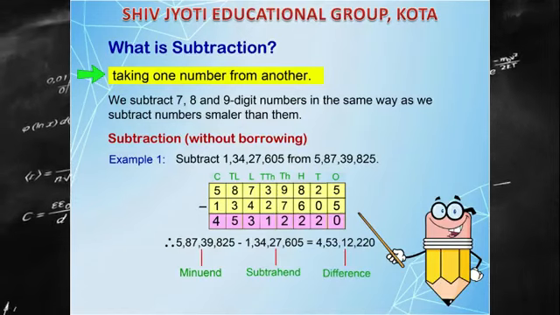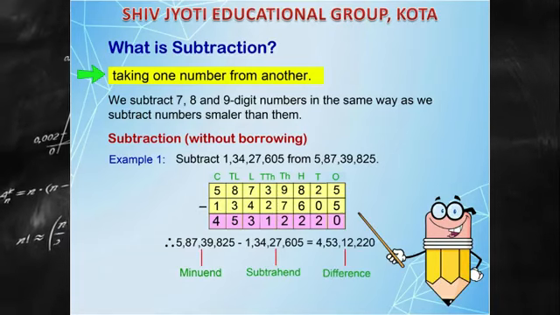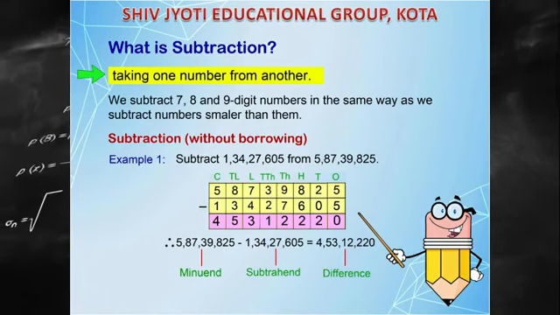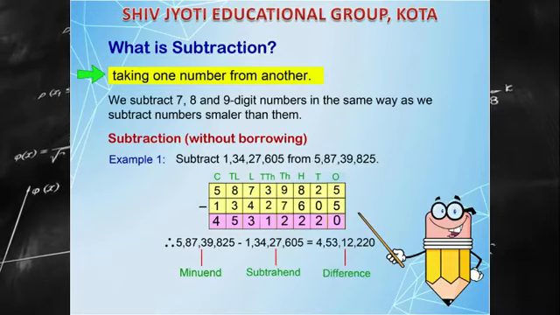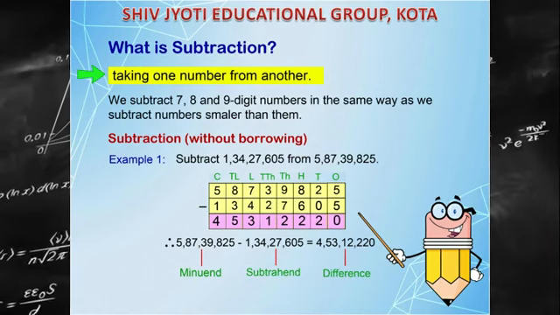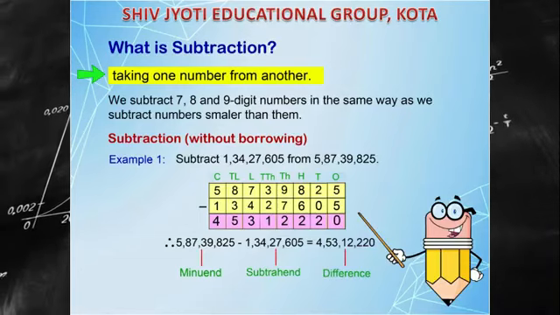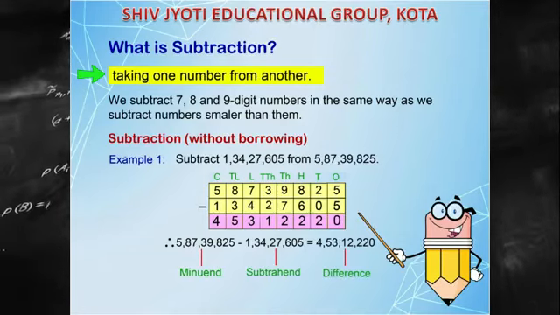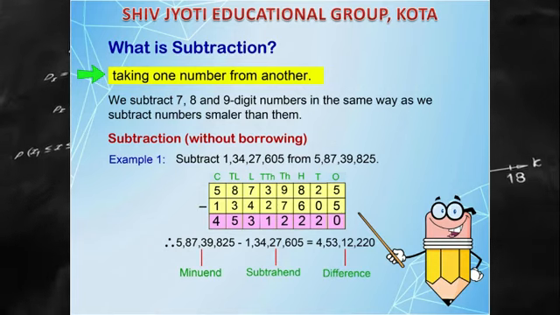Now we will arrange the numbers in the place value chart. Then subtract the digits in each column starting from the ones place. So 5 minus 5 equals to 0. Tens place 2 minus 0 is 2. At hundreds place 8 minus 6 equals to 2. Thousands place 9 minus 7 is 2. 10,000s place 3 minus 2 equals to 1. At lakhs place 7 minus 4 equals to 3. 10 lakhs place 8 minus 3 equals to 5. And in crores place 5 minus 1 equals to 4.